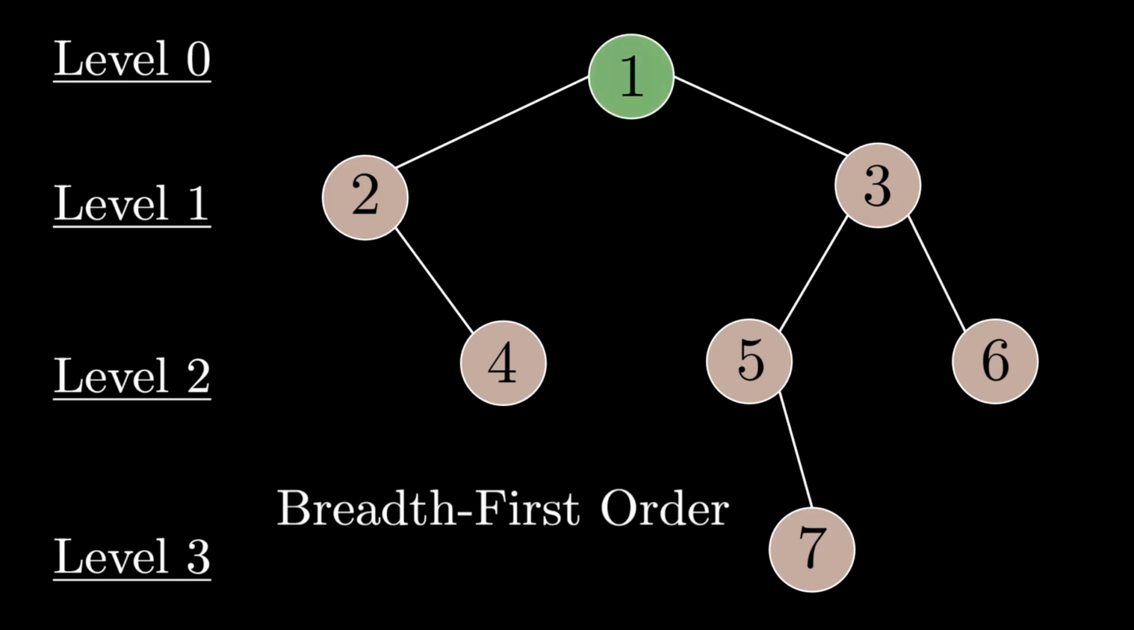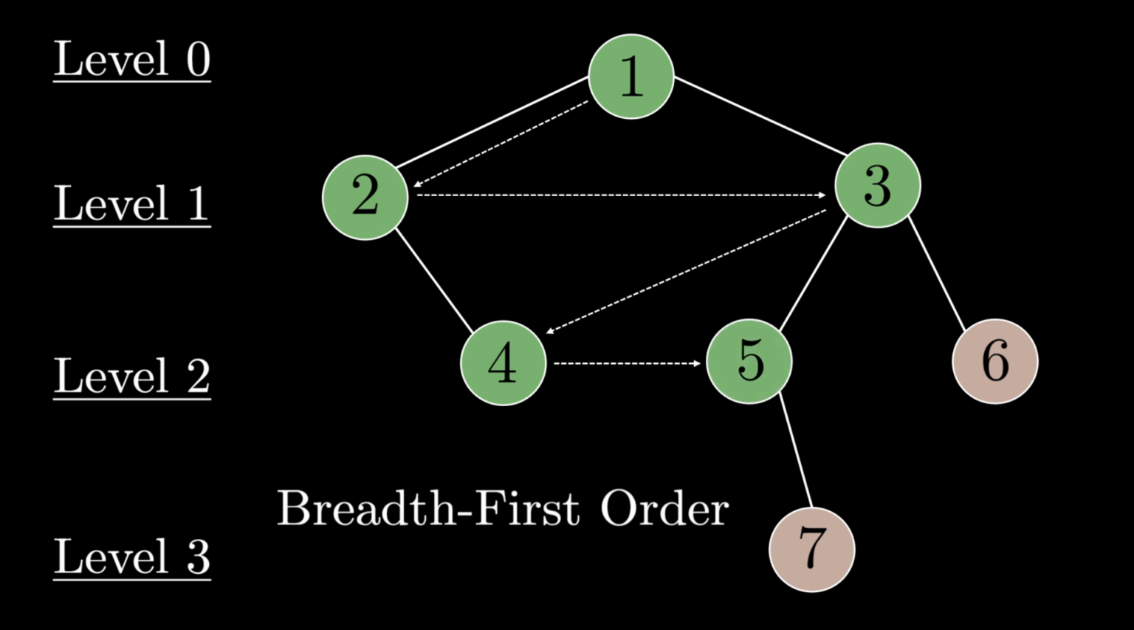So we visit the root node at level 0, and then we move to level 1, where we visit all the nodes at that level from left to right. Then we go down to level 2, and again visit nodes from left to right. Finally, we visit level 3, where we have just node 7.